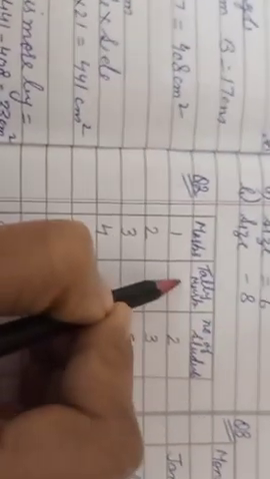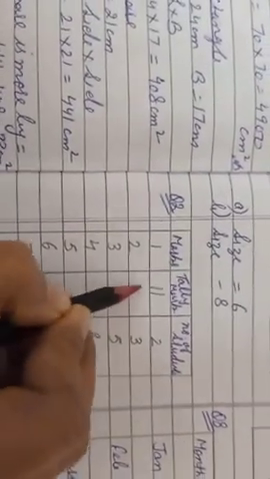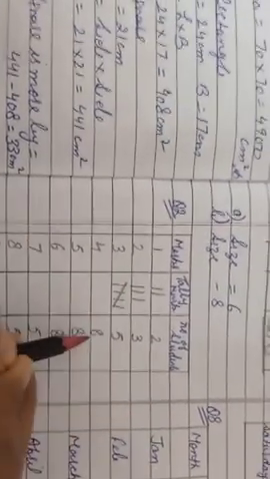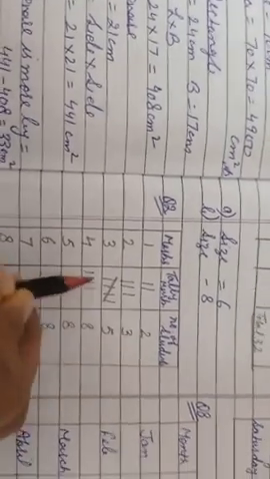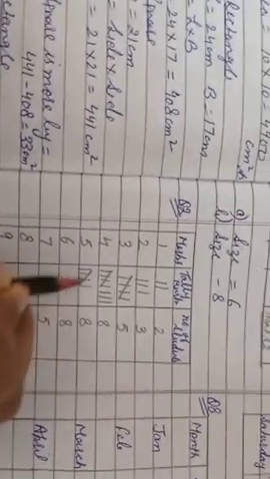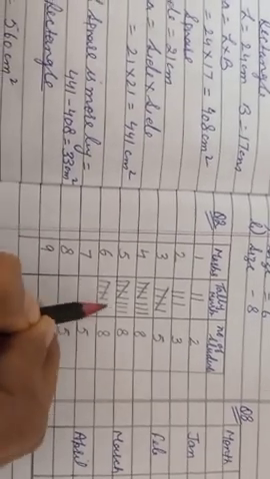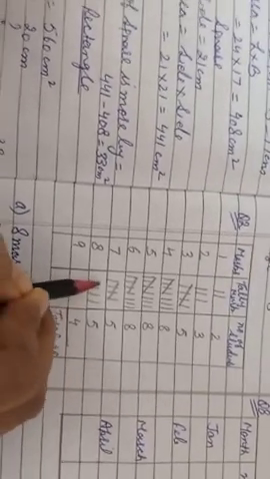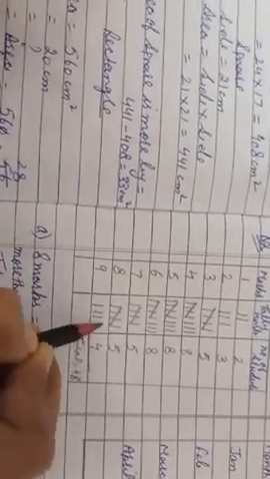Now we have to write the tally marks. Look here, 2. How to write 2? 1, 2, 3. Then 5, then 8, then 8 again, then 5 again, each written with tally marks. Based upon this table, we are asked a few questions.